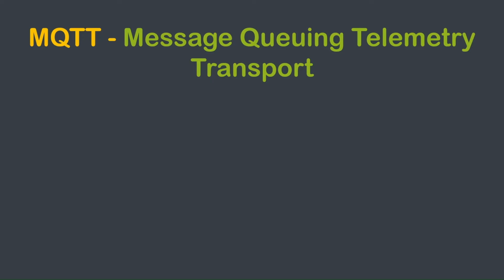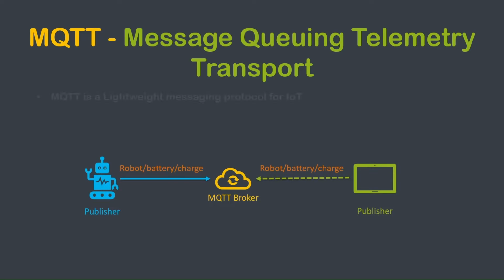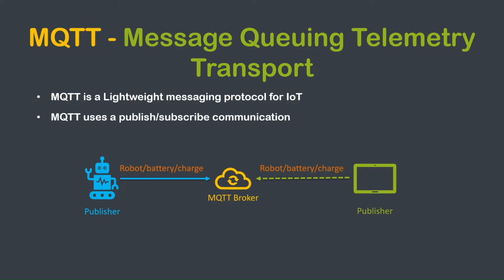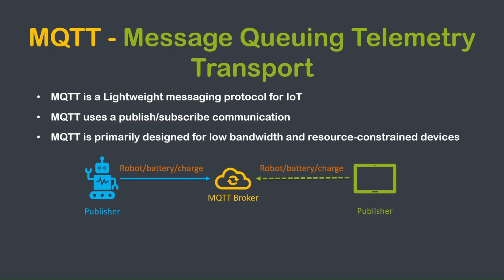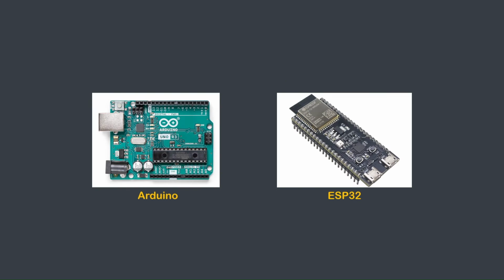The long form of MQTT is Message Queuing Telemetry Transport. MQTT is a lightweight messaging protocol for IoT devices, which allows internet-connected devices to talk with each other. MQTT uses a publish-subscribe communication model, which uses topics to send messages between the connected devices. MQTT is primarily designed for low bandwidth and resource-constrained devices like Arduino and ESP32, which require very low bandwidth or low data speed to communicate with each other.